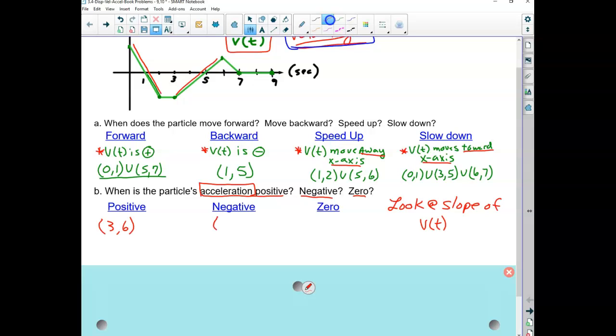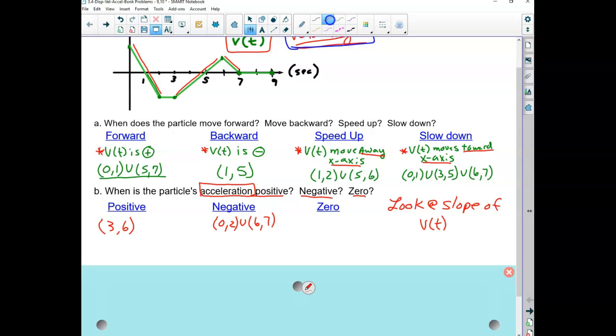It's negative whenever my velocity decreases. So I'm negative from 0 to 2. And I'm also negative from 6 to 7. I'm on it today.